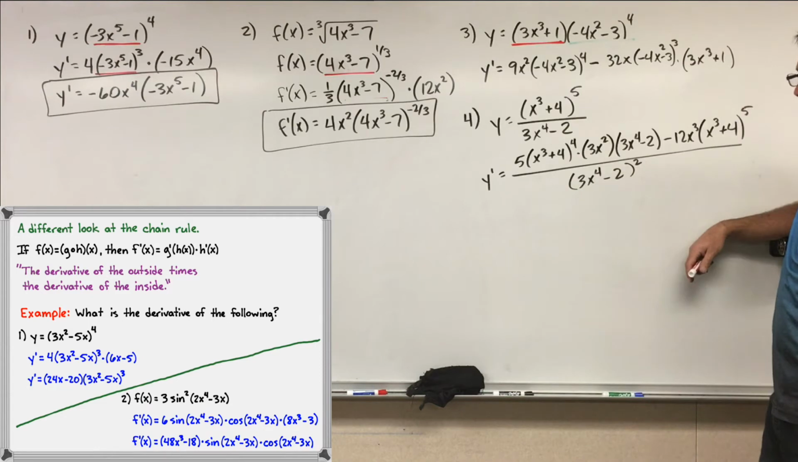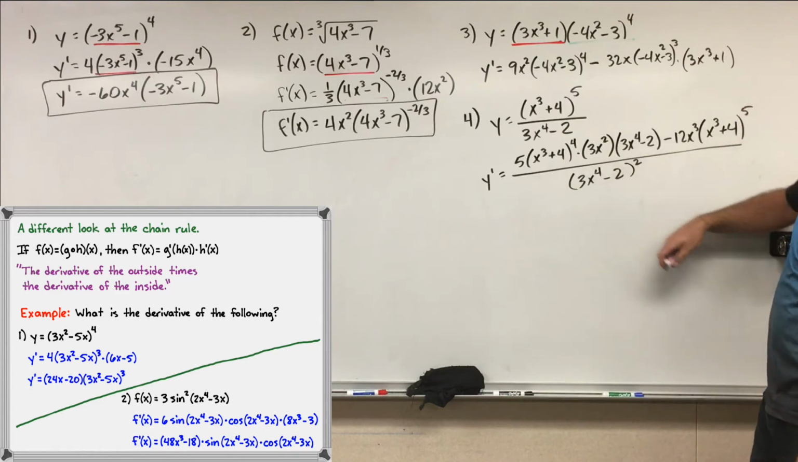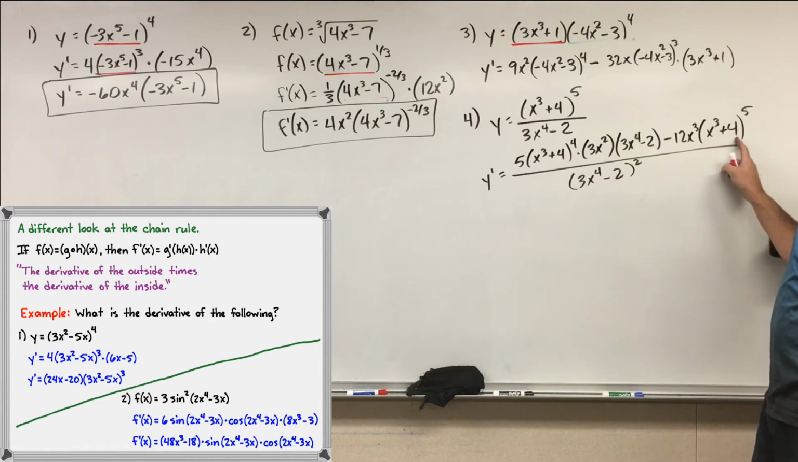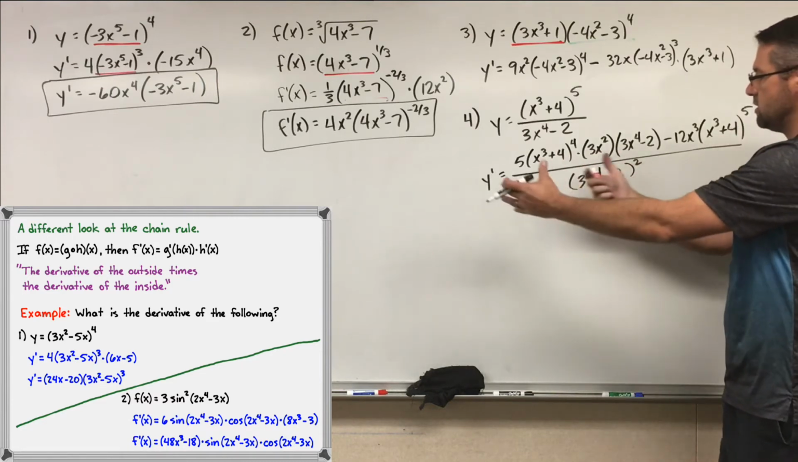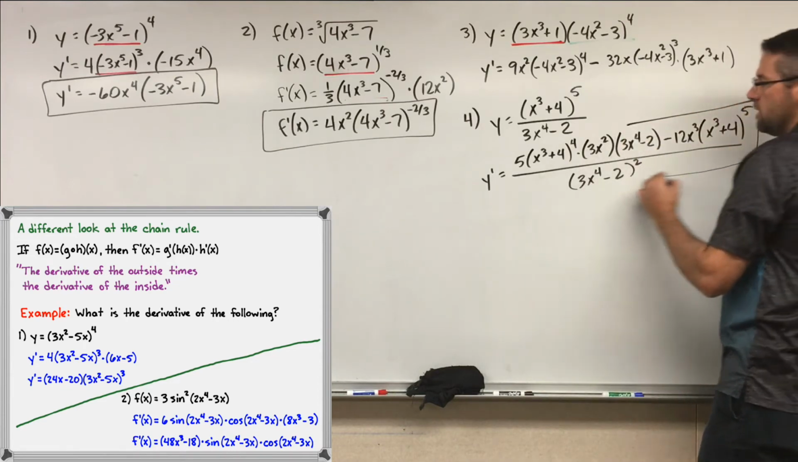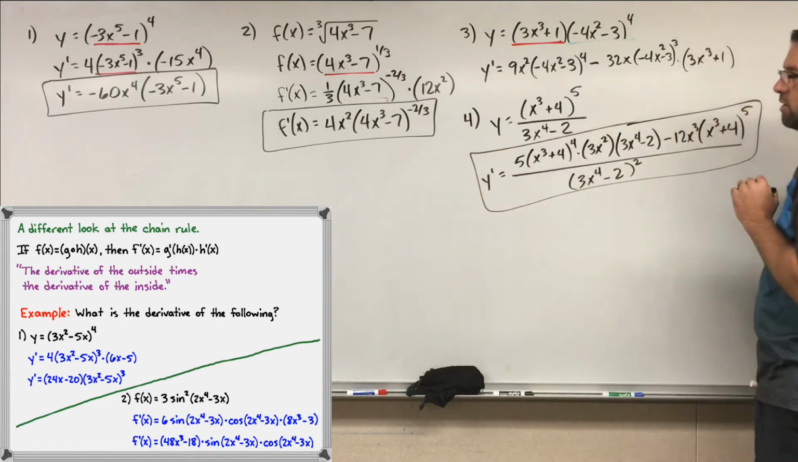Now, can I reduce some of this? Maybe. I can see that there's an x to the third plus 4 and an x to the third plus 4, so I could take that out as a common factor if I find that beneficial, but I'm not going to simplify that any further than that.